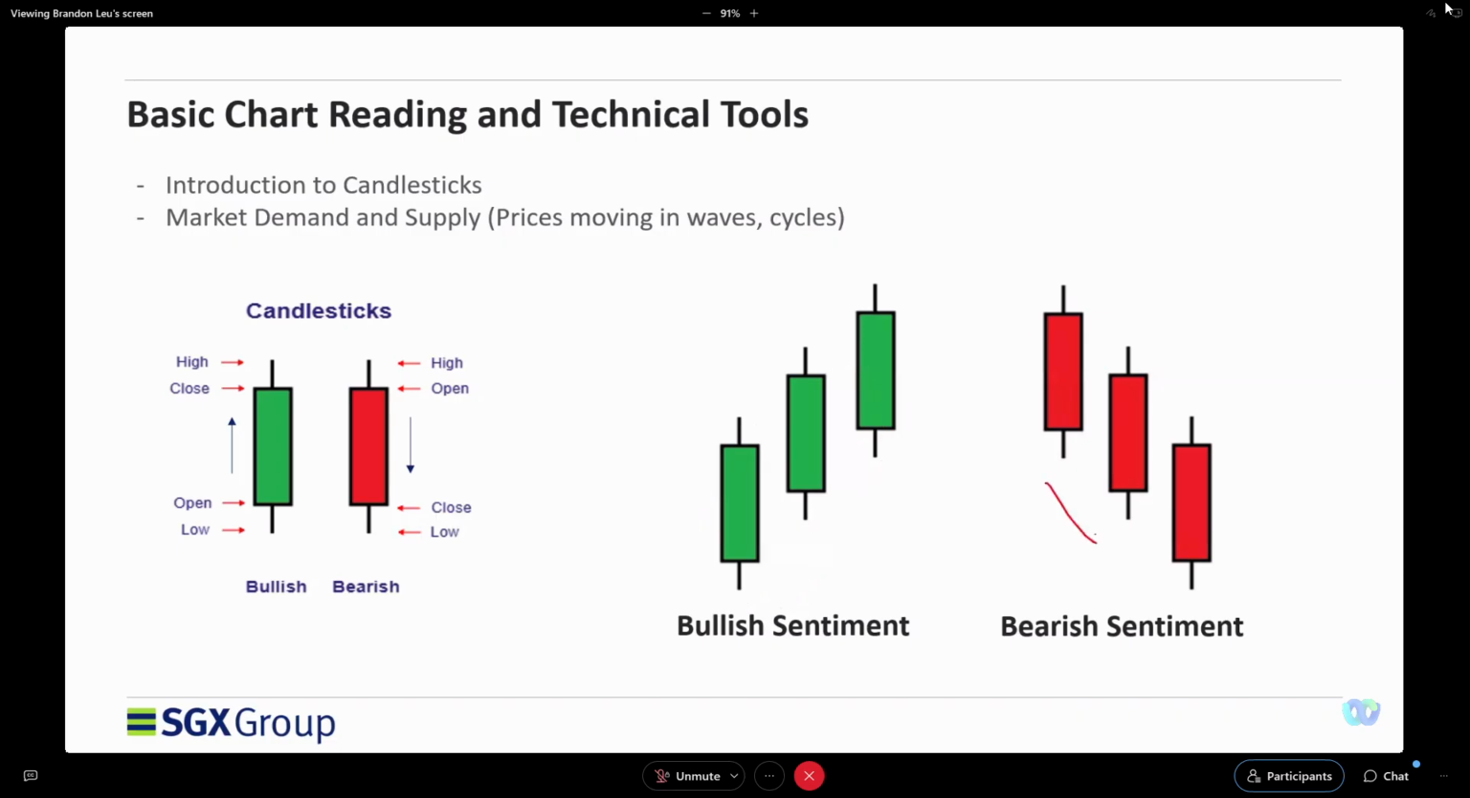On the other hand, when there are more sellers, prices are being forced to go and close lower. In a downward trend or the bearish sentiment, we'll see more of such candles.